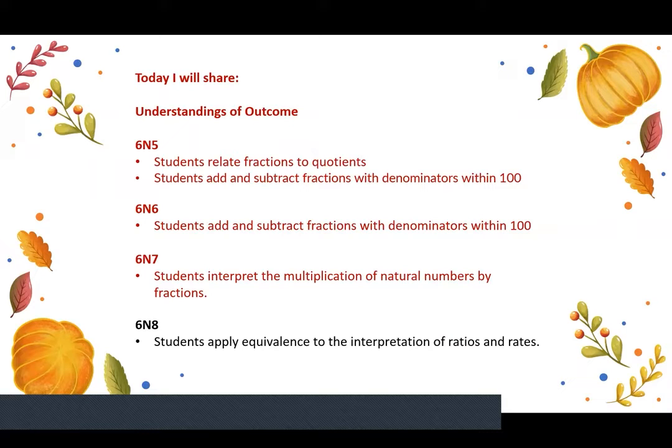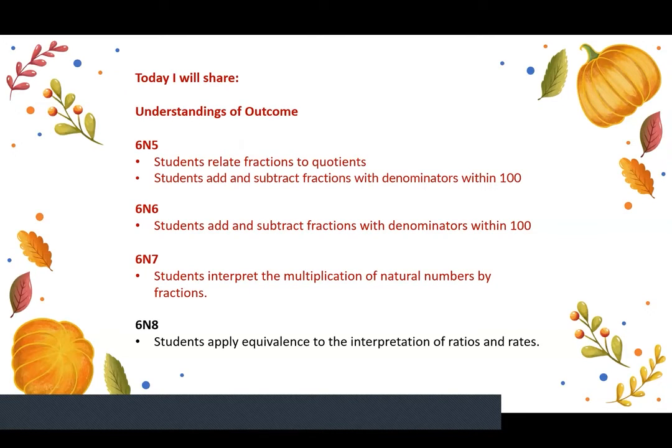So what I'm going to share today is, and I'll apologize again because it may not be in a nice flowing order, because I did make some last minute changes this afternoon. So I'm going to share the understanding of the outcome 6 and 5, which is, I've got it written twice. Students relate fractions to quotients. That's 6 and 5. Then 6 and 6, students add and subtract fractions with denominators within 100. And 6 and 7, students interpret the multiplication of natural numbers by fractions.